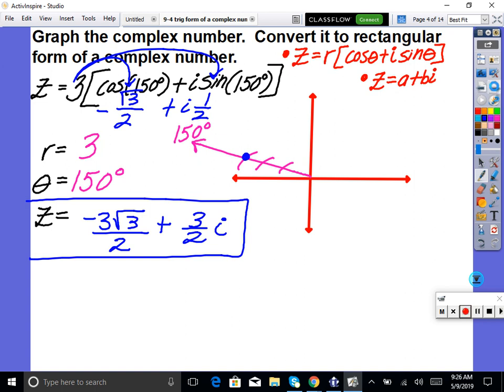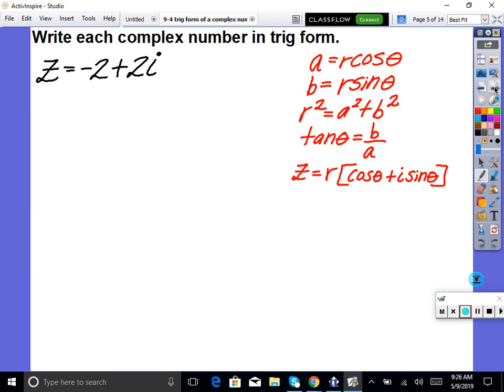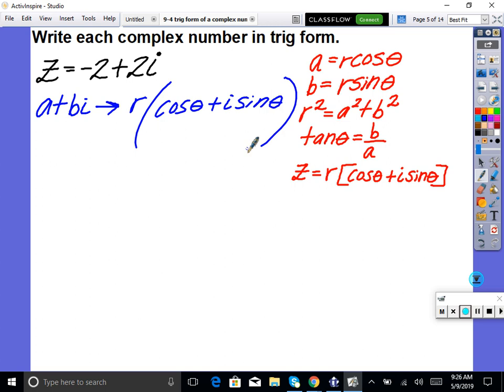Okay, let's write this one down. Let's go the other way. So this says, write this complex number, a plus bi, instead in its trig form. So we learned a second ago that you can take an a plus bi and convert it, and it's going to become r(cosine theta plus i sine theta). We just gave you that formula a second ago, right?